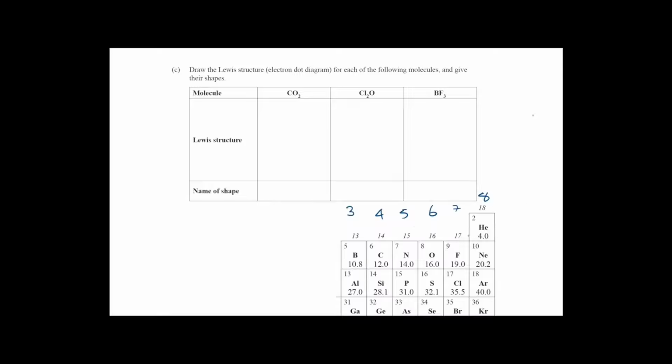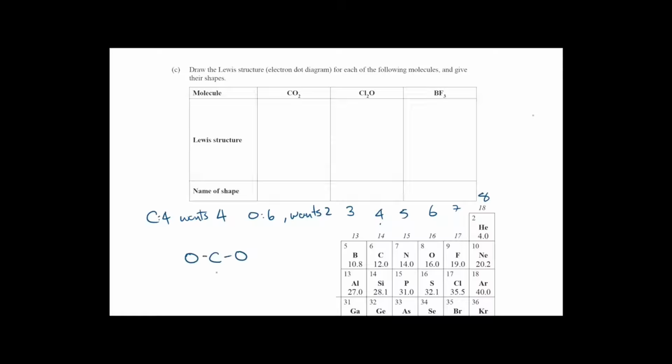They all want 8, so carbon is here. Carbon has 4 and it wants 4. Oxygen is here, so it has 6, so each of these wants 2. Okay, so which is going to be the central atom? It's going to be carbon, and the 2 oxygens here.